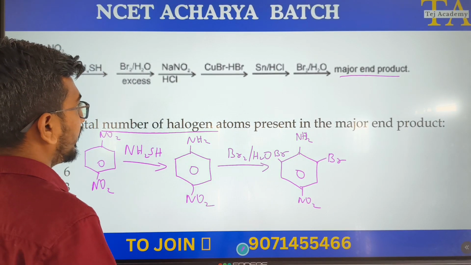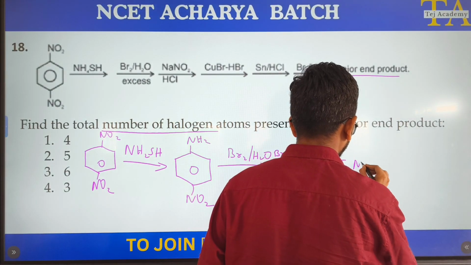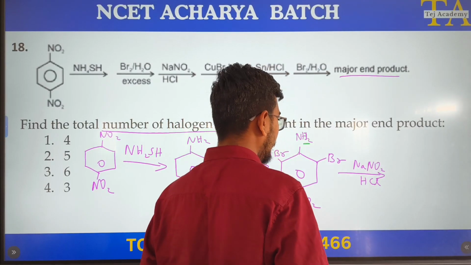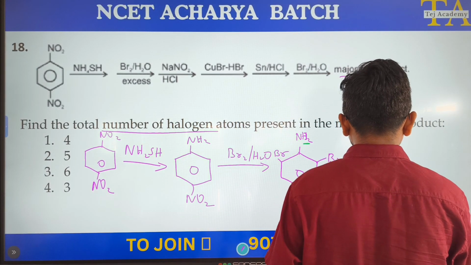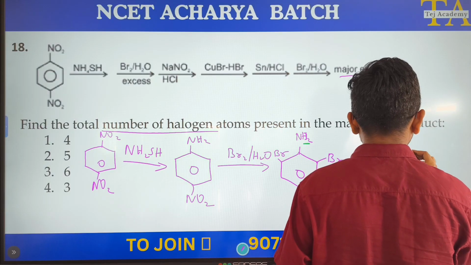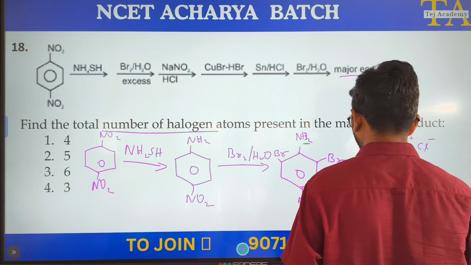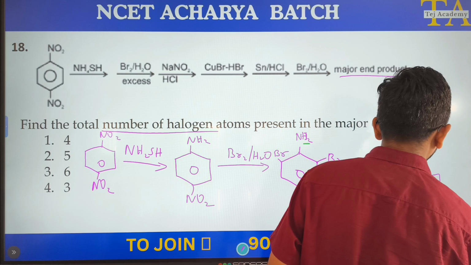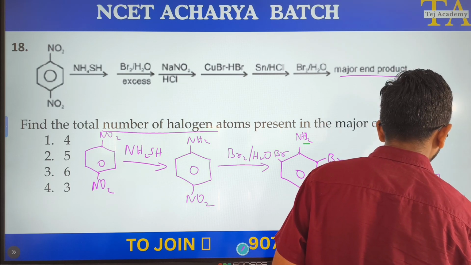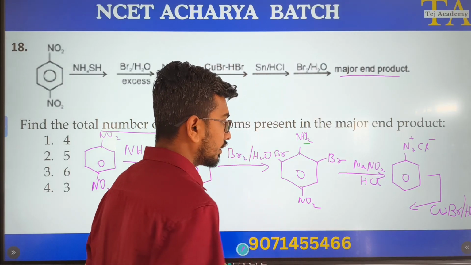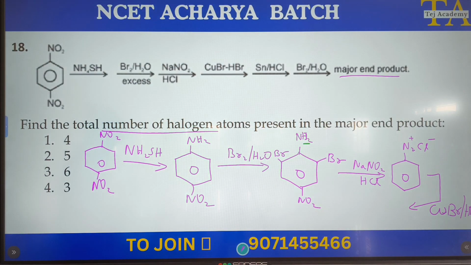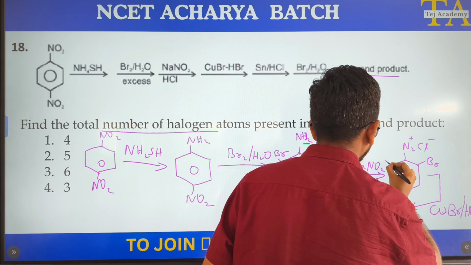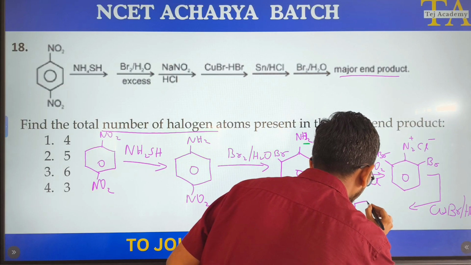Now NaNO2 and HCl. Next it is reacting with NaNO2 with HCl. Now this hydrogen will be replaced by nitrogen and chlorine, so benzene diazonium salt formation will happen: N2 plus Cl minus. Now this is reacting with CuBr in the presence of HBr. In the presence of CuBr and HBr, bromine addition will take place, and the other bromines will be present as they are. So we'll get the product.